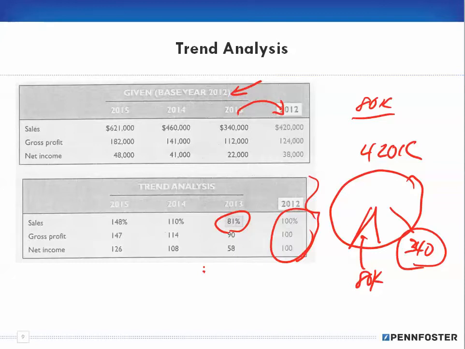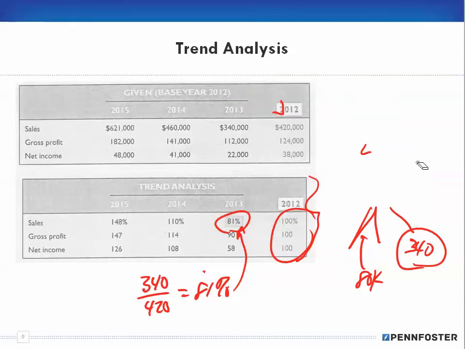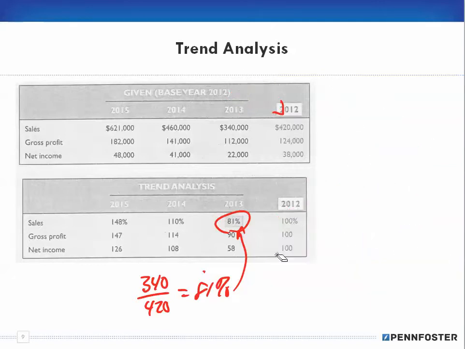We can take the 340,000, and when I divide it by the 420,000, I get approximately 81%. So that's what goes in as far as my trend analysis. And that's all we're doing with all of these numbers on this page. We're doing the same thing again and again.